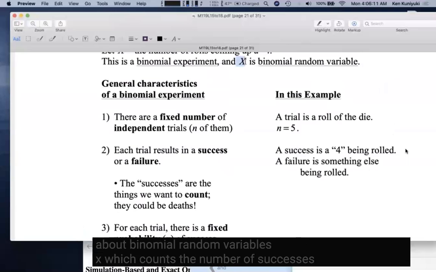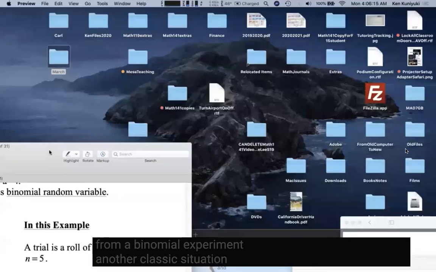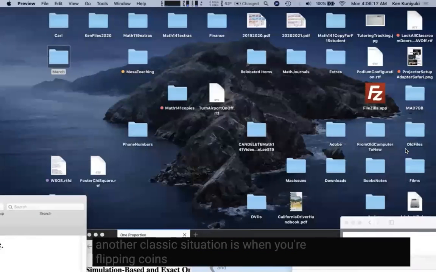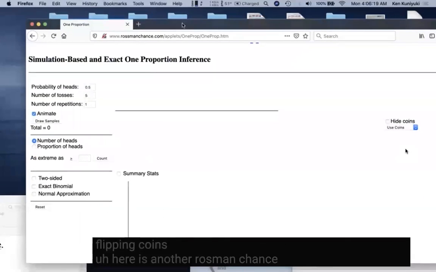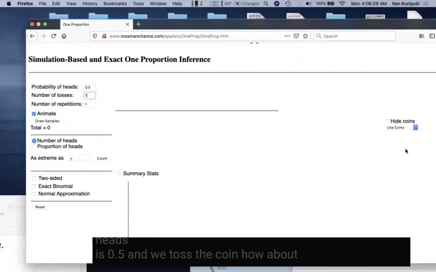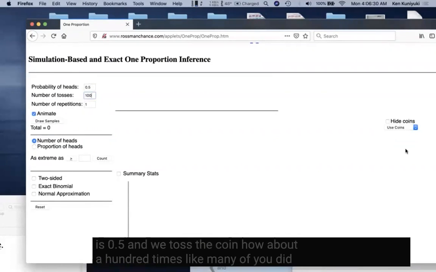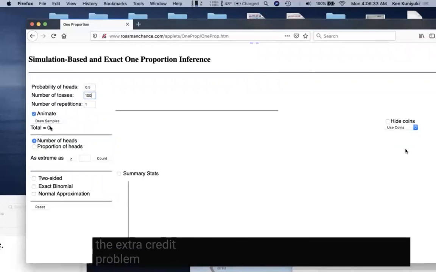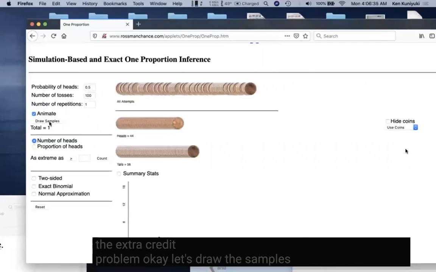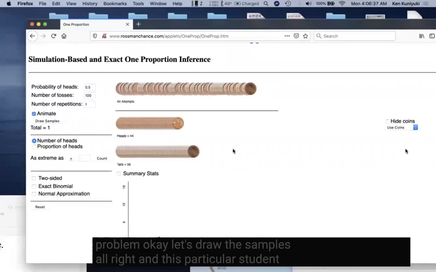which counts the number of successes from a binomial experiment. Another classic situation is when you're flipping coins. Here is another Rossman Chance applet. Let's say that we take a fair coin, probability of heads is 0.5, and we toss the coin, how about 100 times, like many of you did in the extra credit problem. Okay, let's draw the samples. All right, and this particular student got heads 44 times and tails 56 times.